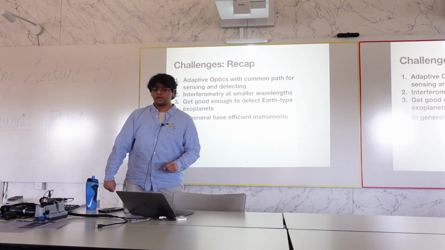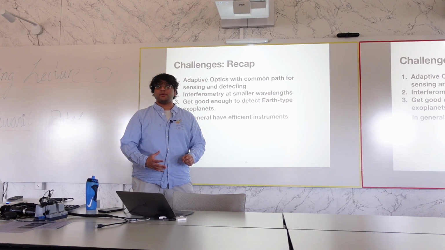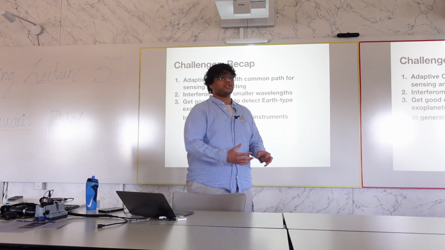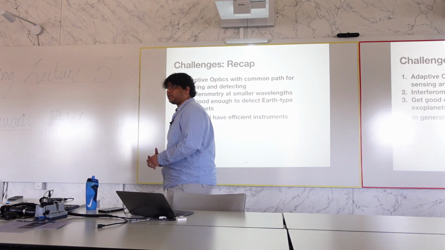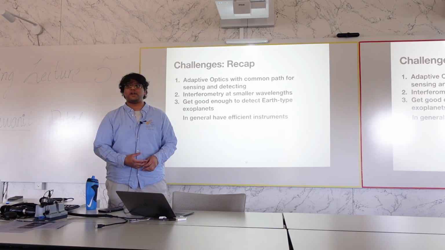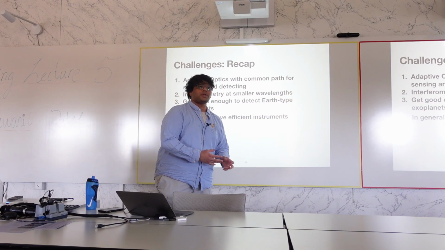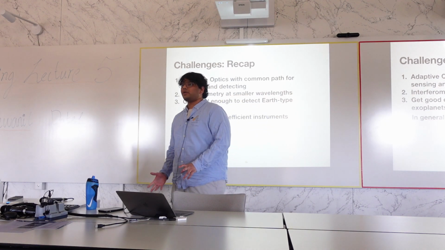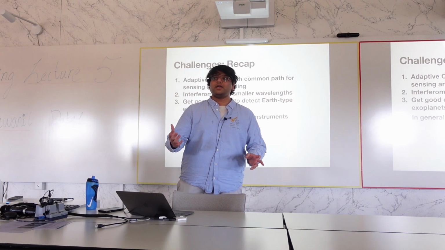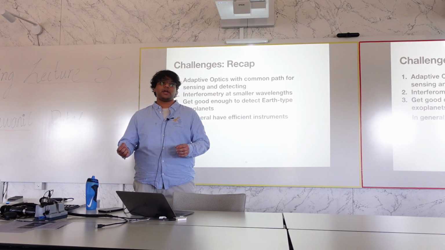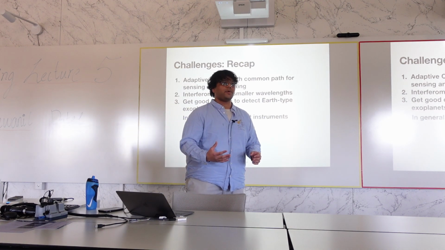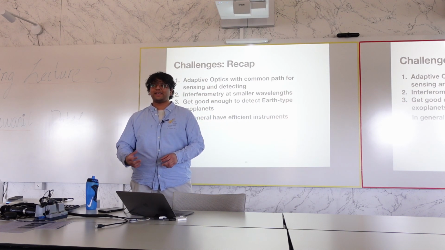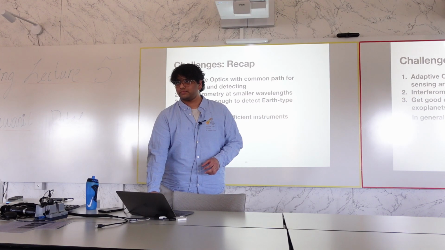Just as a recap, we want to make an adaptive optics system to correct for the atmosphere such that the sensing and the detecting happen on the same path. We want to make an interferometer at smaller optical and infrared wavelengths. And the third one is to get good enough to detect Earth-type exoplanets. Again, it's not a challenge, it's a goal. In general, we want our instruments to be efficient, because you don't get enough light from these small exoplanets. They're really small, and whatever light you get, you have to work with it, and you don't want to lose that light in your instrument. Hence, you want your instruments to be as efficient as possible.